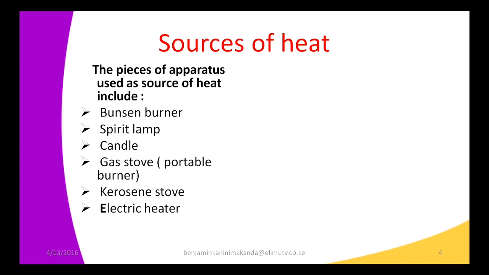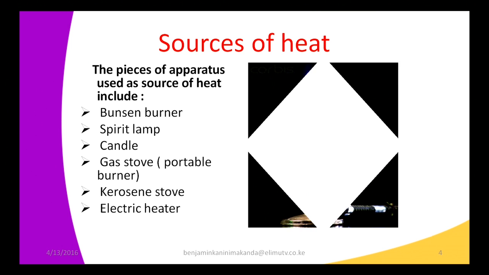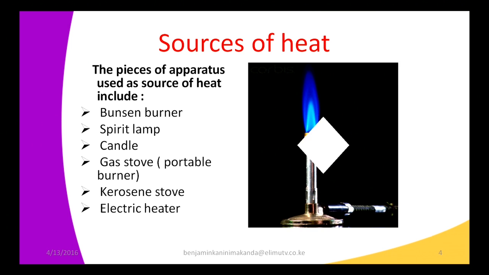We can also have candles. We also have gas stove, which are also known as portable burners because you can carry them from one point to the other. We also use kerosene stove as sources of heat in the lab. We use electric heaters. These are some of the apparatus that are used in the lab to provide heating. You know, most of the practicals in the lab, they may require some heating. So these are some of the apparatus that we're likely to use.